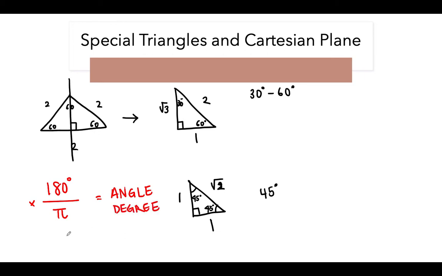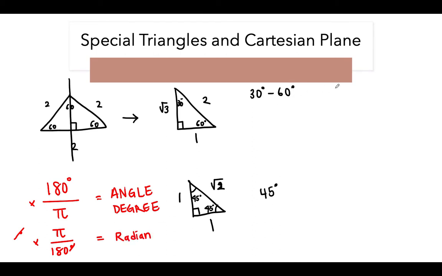But if you are trying to find it in radian, that means you're going to flip it. The radian, the pi, has to be at the top, and the degree has to be at the bottom, so that if you were to have a degree, it cancels out. So your final answer, if you were to multiply this, is going to be in radian.